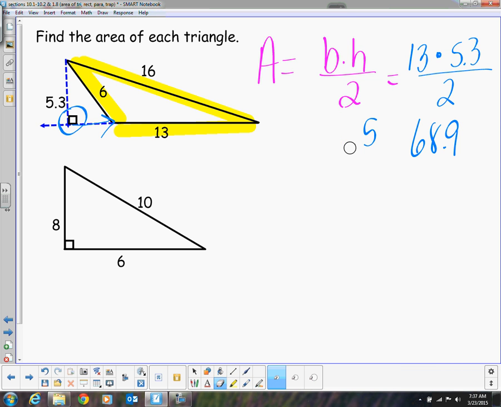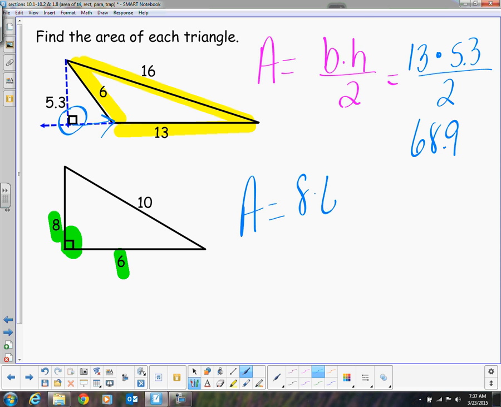All right. Looking at this triangle, where's the base and where's the height? Where's the base and height on this triangle? Why are the base and height 8 and 6? Because of the perpendicular. So we'll say area is equal to 8 times 6 divided by 2, which is 48 divided by 2, which is 24.